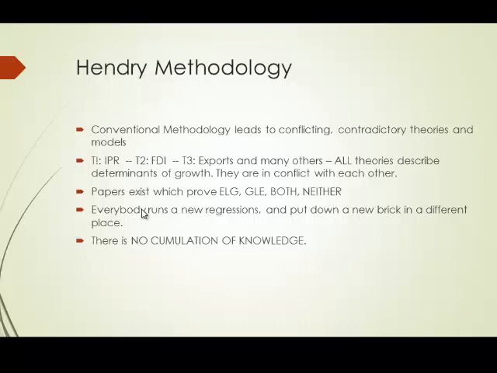Everybody runs a new regression, and we can find papers in the literature which prove that exports cause growth, and multiple papers that growth-led exports, that growth causes exports, and then two-way causality, and then no causality. So for all 4 of the hypotheses, there are multiple publications. Why? Because the methodology that we are using is fundamentally incapable of identifying the right model, because it never tests to see if there is a missing significant variable. And because of this, there is no accumulation of knowledge.